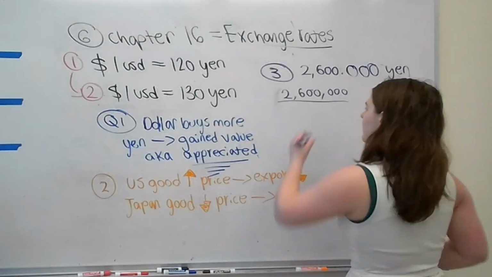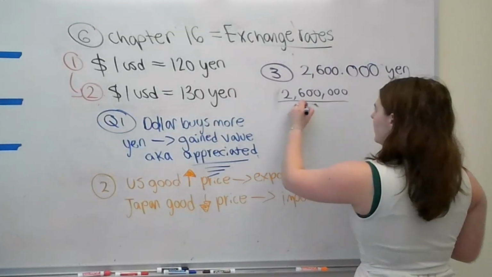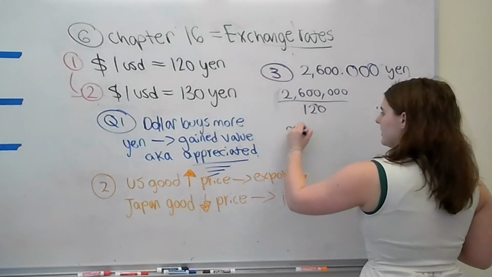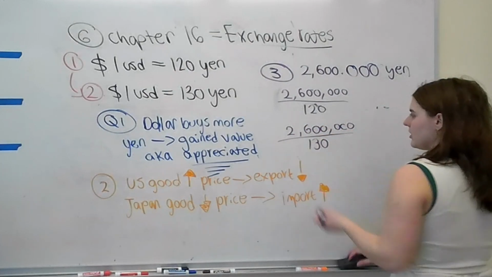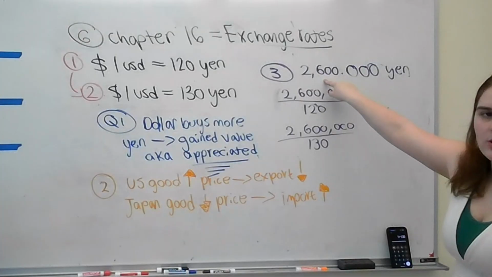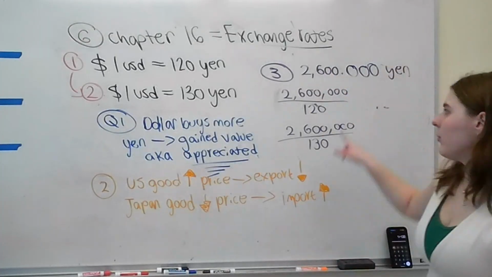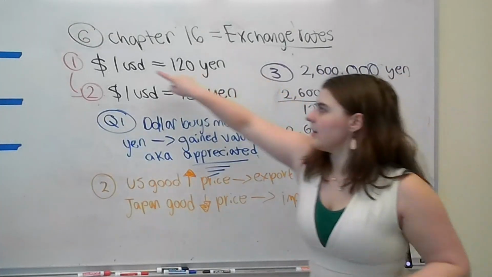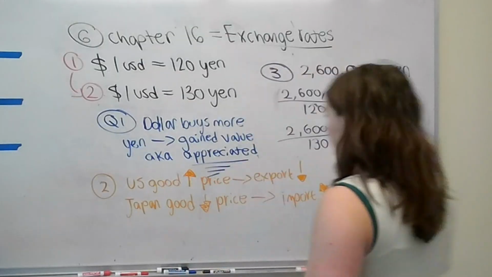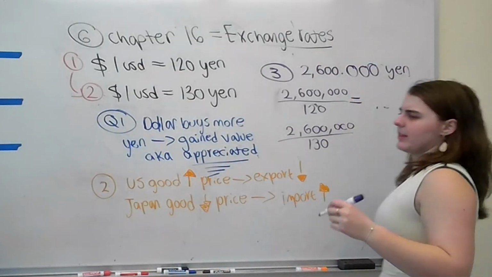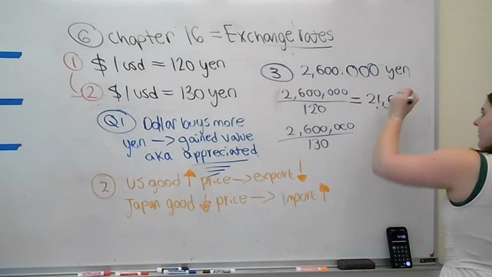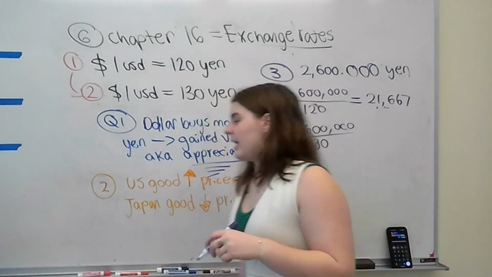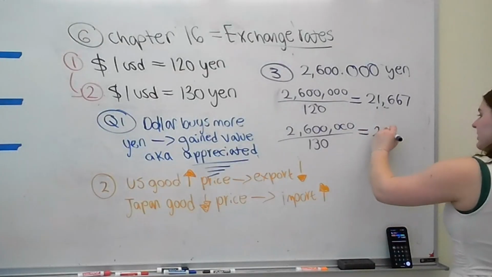So originally, it was a 1 to 120 ratio, and now it is a 1 to 130 ratio. We're just going to divide the total cost in yen of the car by what 1 US dollar gets you in yen. So originally, this car cost $21,667, and now it costs only $20,000.